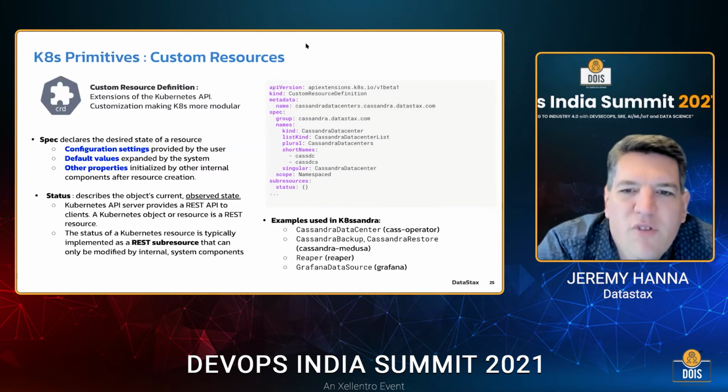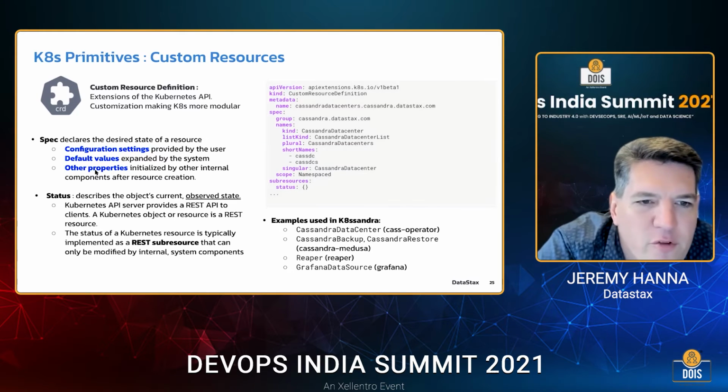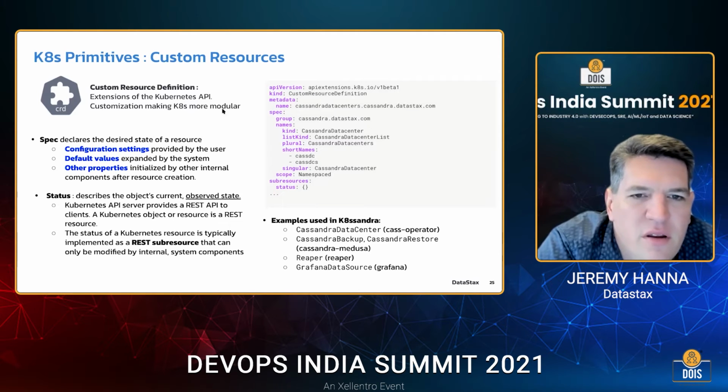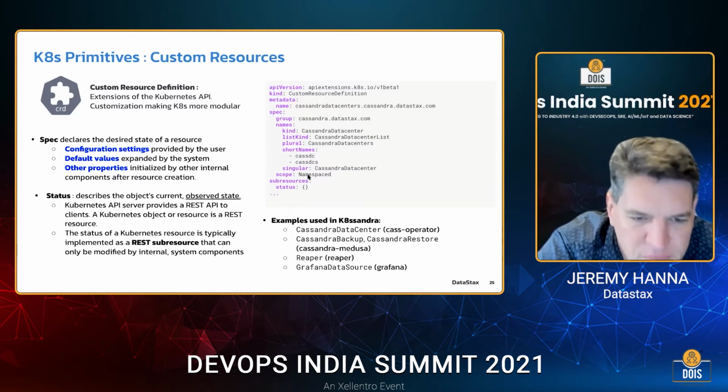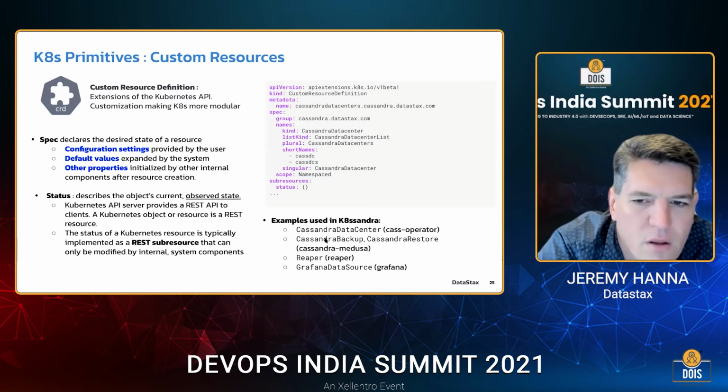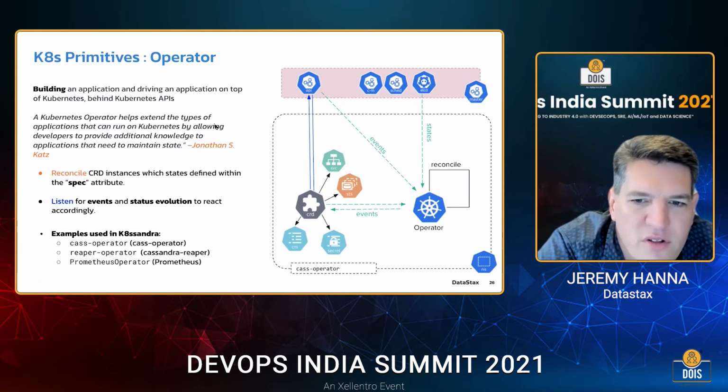And when we do the definition here, we have the CRD with customization to make it more modular. So you have the spec, and then you have the kind, so you have your data centers and all of that. And this is a CRD for Cassandra. And these are the examples used in Cassandra. And this is how the operator works. You have the CRD that it checks into, and that handles the stateful sets and the services and the secrets and all of that.